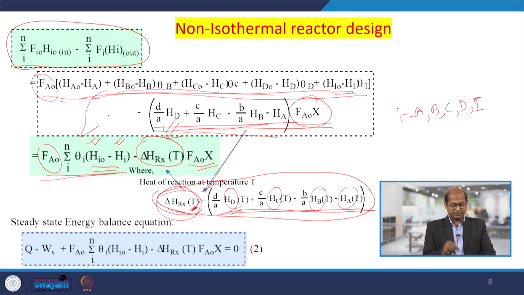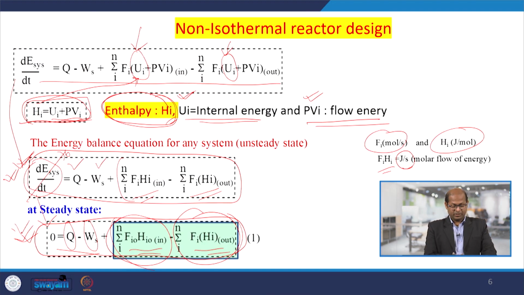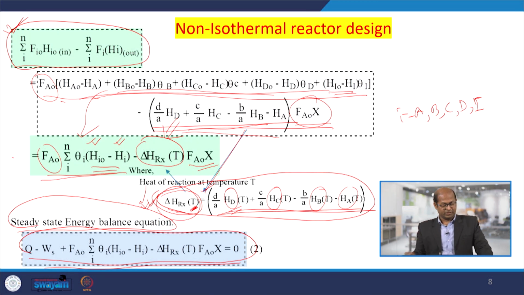Now if we substitute this component as this, and the rest of the components as this, then in the steady state energy balance equation that we have discussed, equation 1, we are substituting all components. Then we will get equation 2 from equation 1, after substituting these two components. Equation 2 is the energy balance equation, the steady state energy balance equation, that is the energy balance equation at steady state.